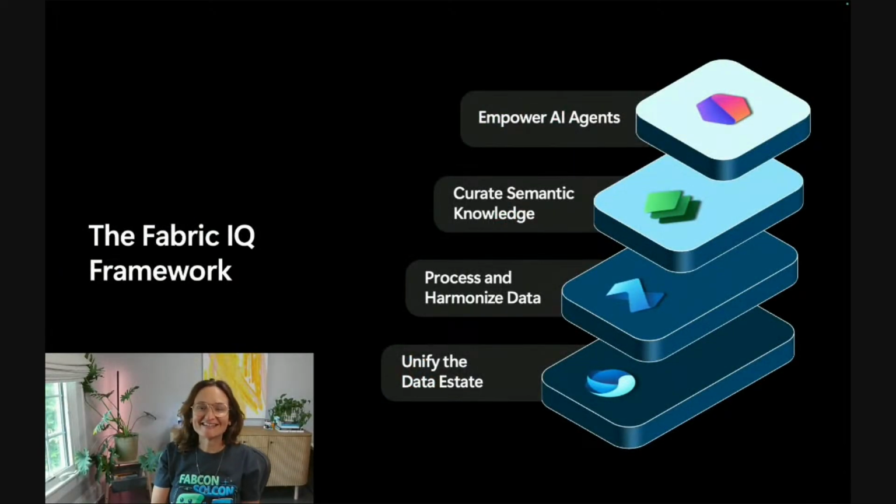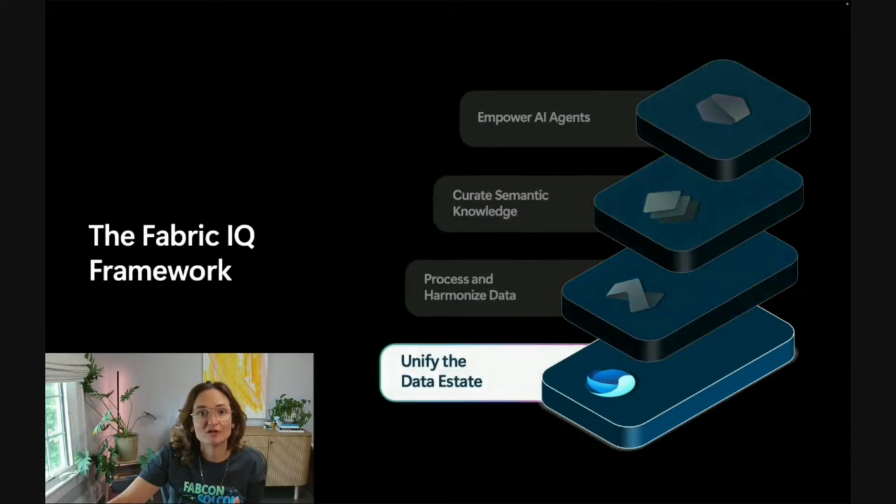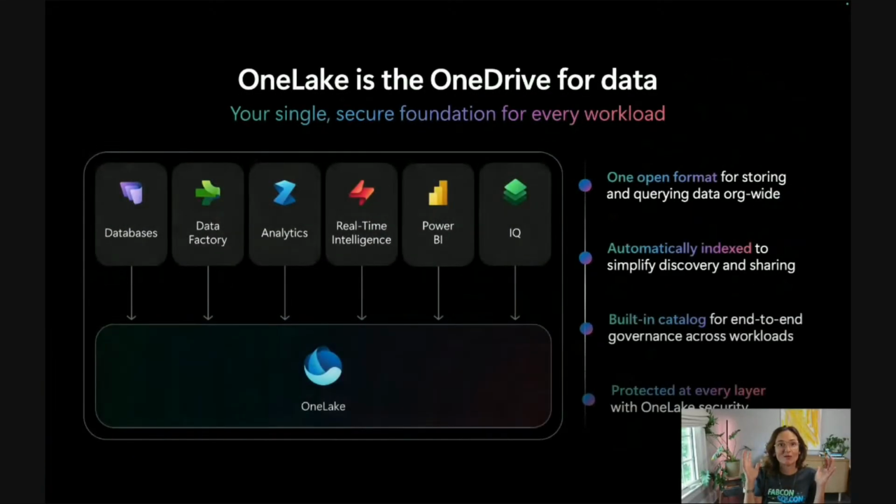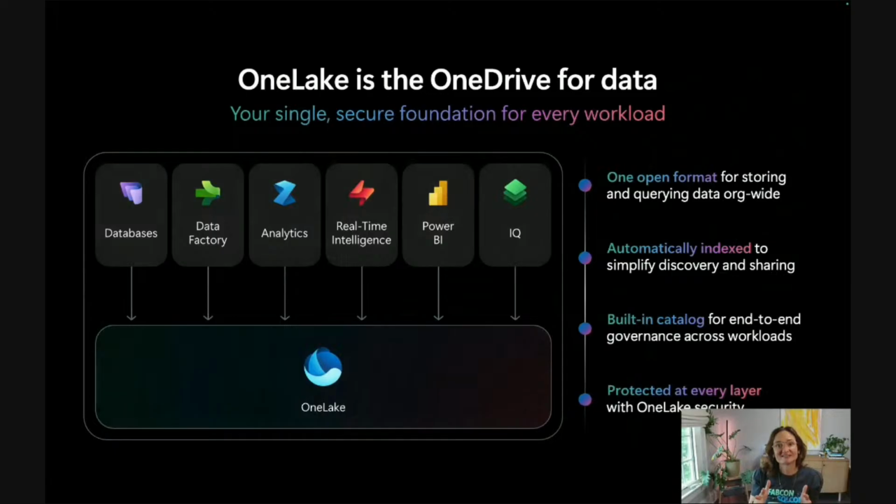Okay, now we're going to go through the Fabric IQ framework from bottom to top and show you how you can adopt Fabric IQ end to end and empower those AI agents. It all starts with unifying the data estate. And this is where OneLake comes in. We like to call OneLake OneDrive for data because we aim to make it as easy to share data as it is to share files.